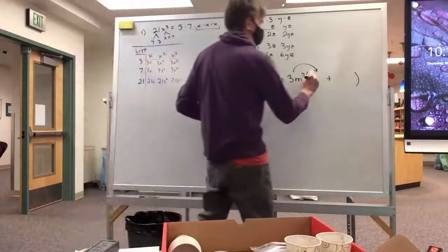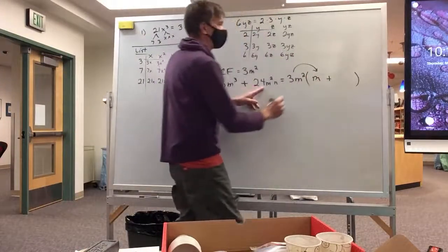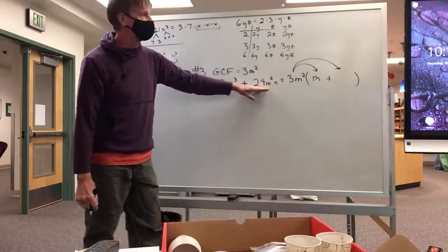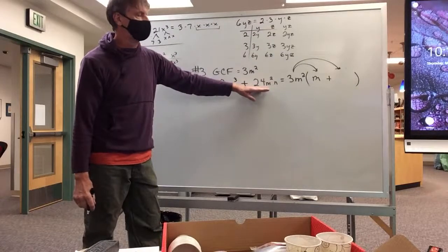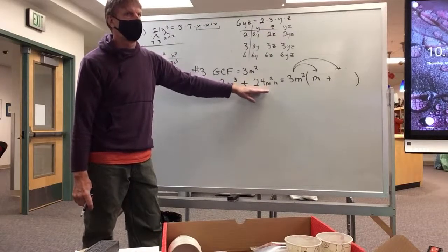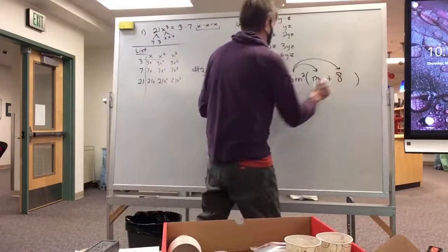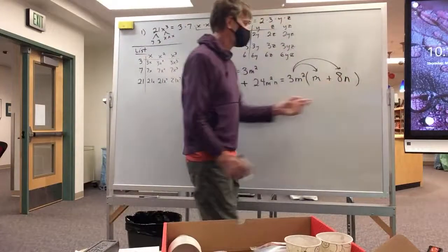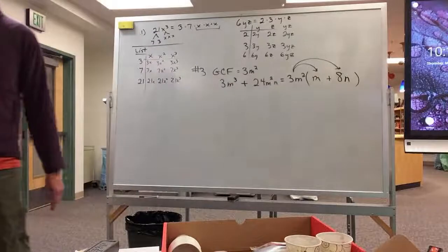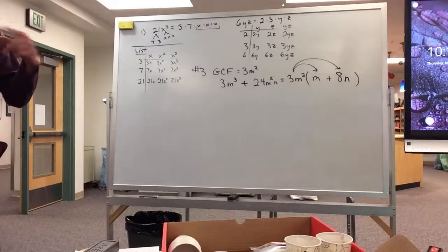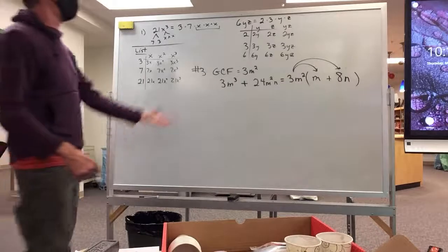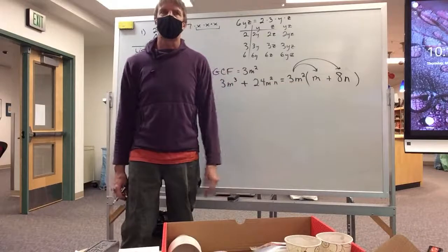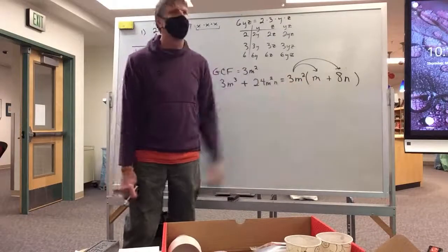Just m. What would have to go as the second term to equal this? Three times 8, and then n. So there, we just factored that as though it was a binomial. So what this lesson master is leading you into is, first of all, finding the greatest common factor, but then factor the whole thing out. So this is equal to this.